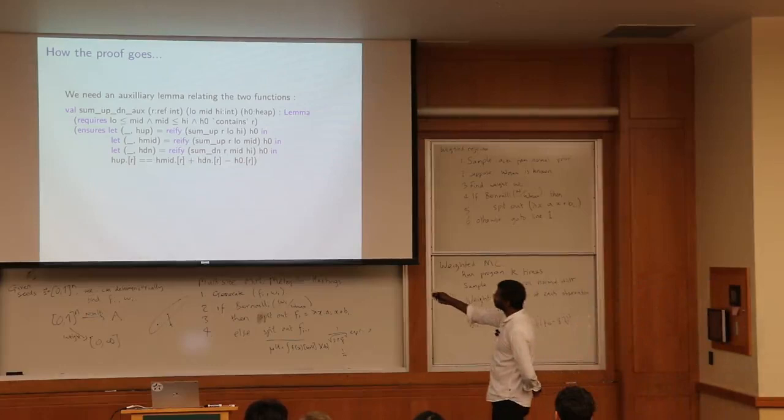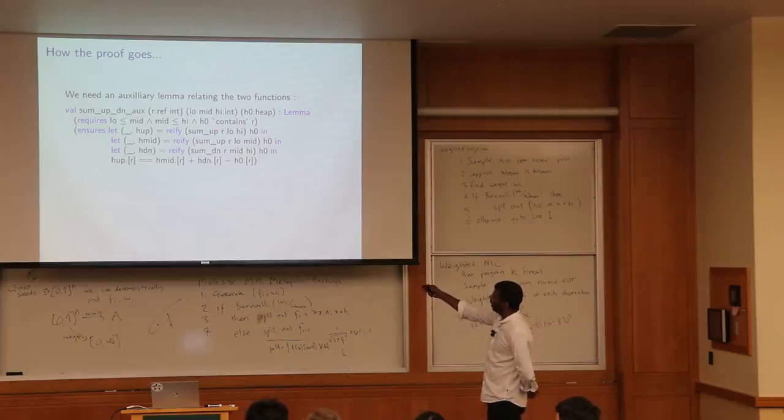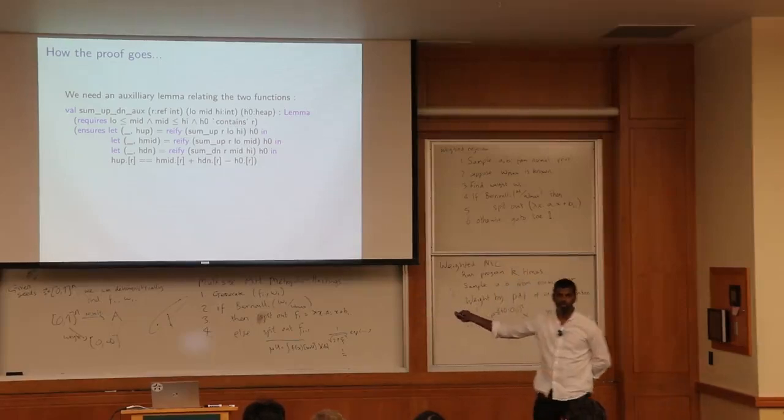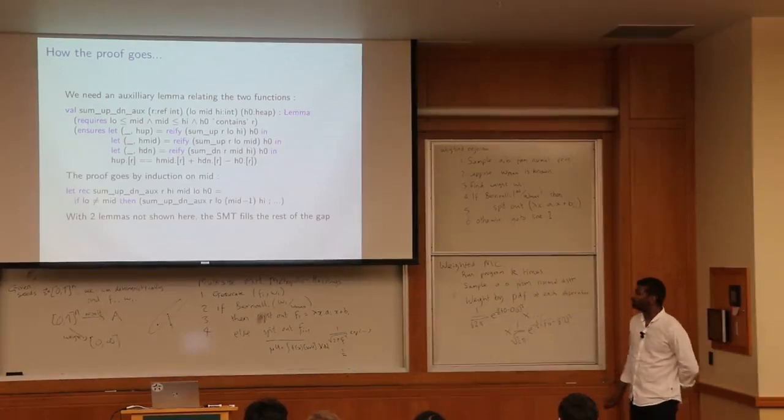So the way I'm going to do it is to say, I have sum up from low to high, and that's on the left. And I'm going to relate it to sum up running from low to some midpoint, and then sum down running from some midpoint to the end on the right side. So this is a relation among one program on the left and its copy on the right, and some other program on the right, the composition of two things on the right. And the proof goes by induction on this midpoint. It requires a couple of other lemmas to get this to go through, but it does.